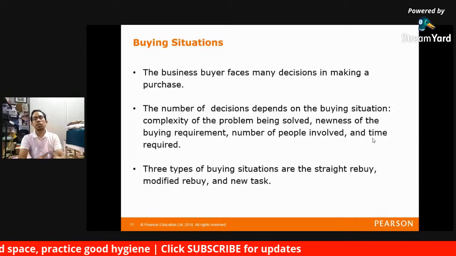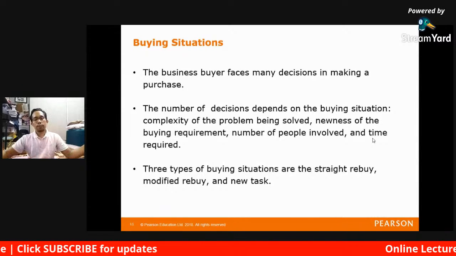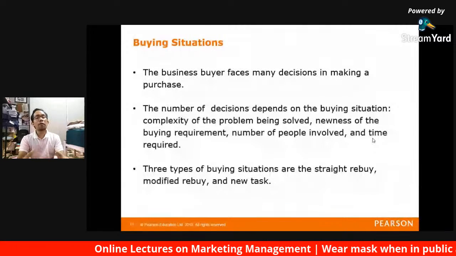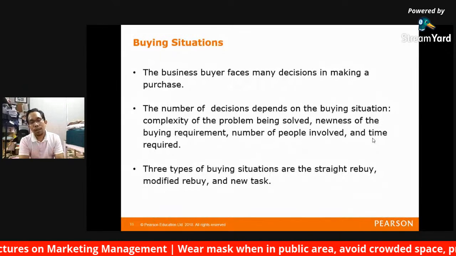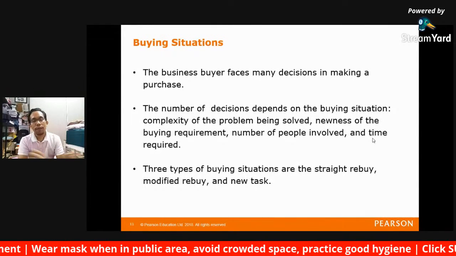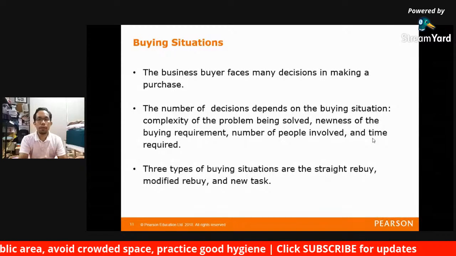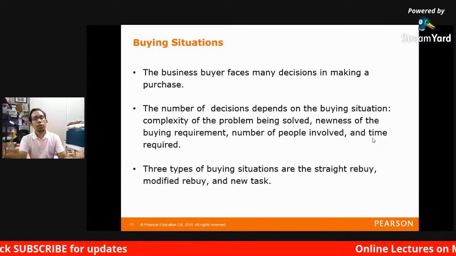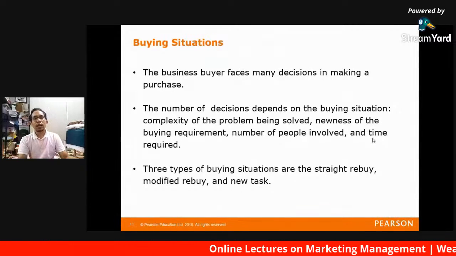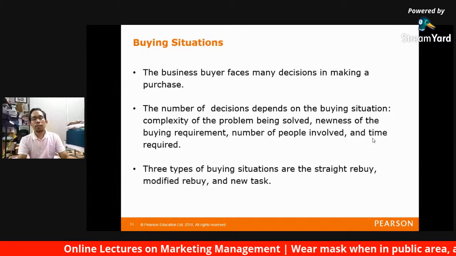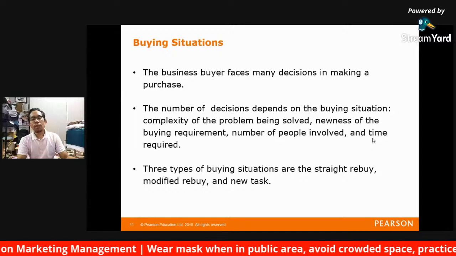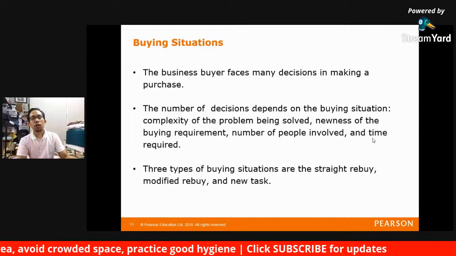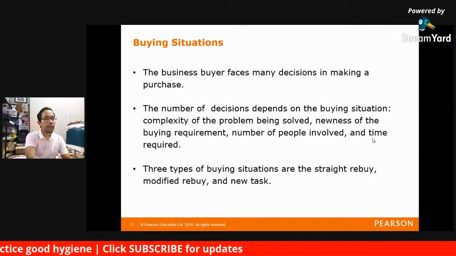New task is a new buying process or new contract established to buy something that is not familiar within that organization. You are very new, you want to get something to solve your problem, and that problem has not arisen before. This is, for example, right now, you don't have the experience in doing a meeting virtually. Right now, you need to buy something for the purpose of having a virtual meeting. Okay, all right.